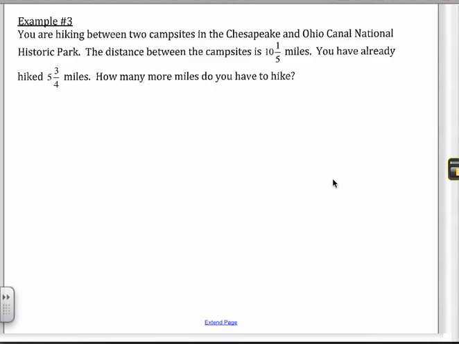It says you are hiking between two campsites in the Chesapeake and Ohio Canal National Historic Park. The distance between the two campsites is 10 1/5 miles. Whenever they give me stuff like this, I actually draw a picture. From here to here is 10 1/5, or 51/5, right?